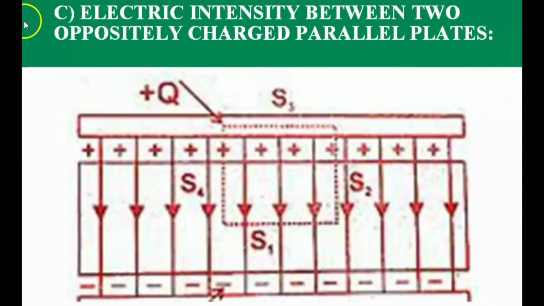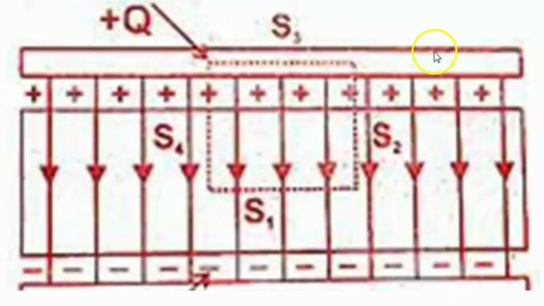Now, see the third application of the Gauss law. In this topic, we will find the intensity of the electric field in between two oppositely charged plates. Here we have two oppositely charged plates, a positively charged plate and a negatively charged plate. And the electric field lines, we know, start from the positive plate and terminate at the negative plate. These are the electric lines of force.